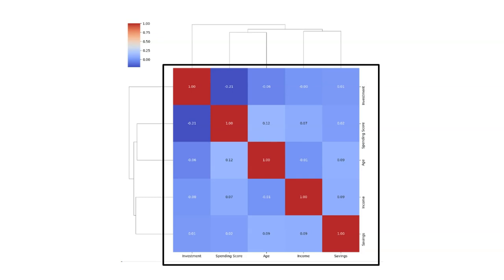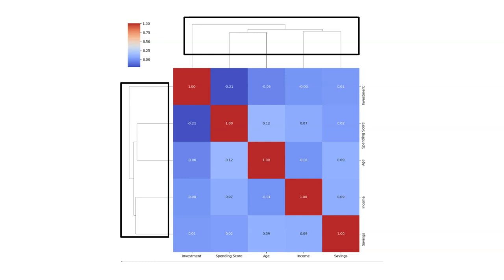All the values in the diagonal row are 1. It is because the comparison is with the same variable. The tree-like diagrams or dendrograms on the left and right side of the heat map represent the results of the hierarchical clustering or grouping. They show how closely related the variables are to each other.